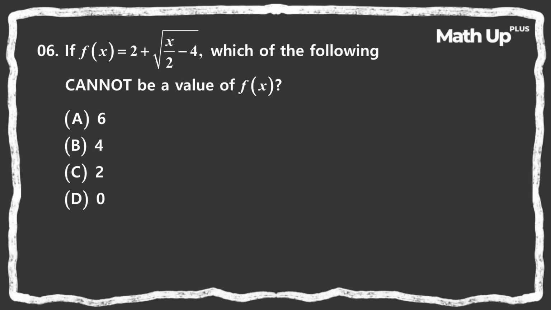Question number 6. If f of x is equal to 2 plus square root of x over 2 minus 4, which of the following cannot be a value of f of x?